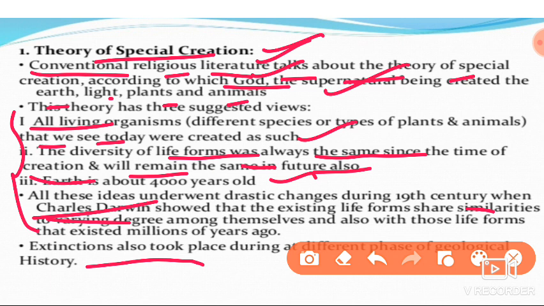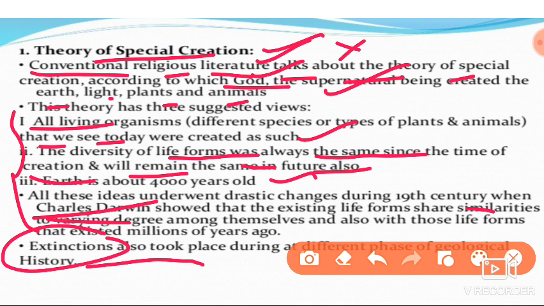Okay, the diversity is not the same here. So many extinctions have occurred over the last many years. On the earth a lot of extinctions occurred. So this theory has been disproved by many scientists.